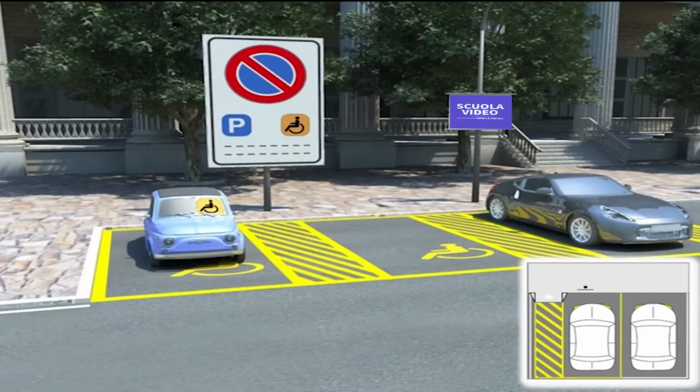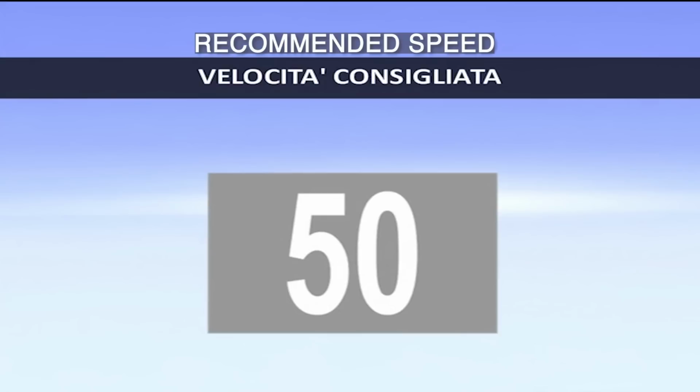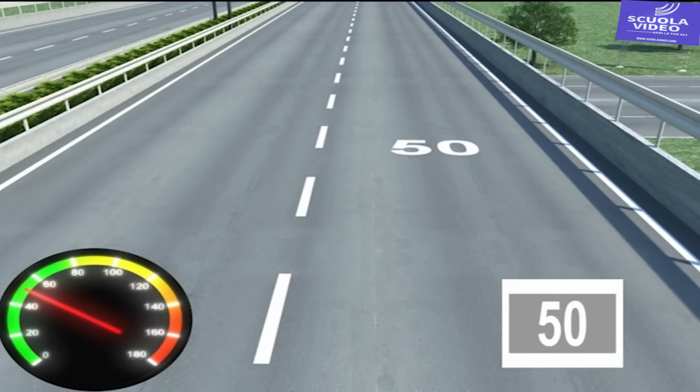The yellow boundary strips in the figure identify a parking area reserved for disabled people and must be left free to allow disabled people to enter and exit the vehicle. Recommended speed. The inscription in the figure placed on the pavement indicates the recommended speed in that lane.